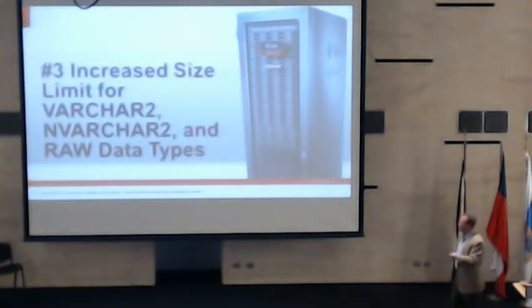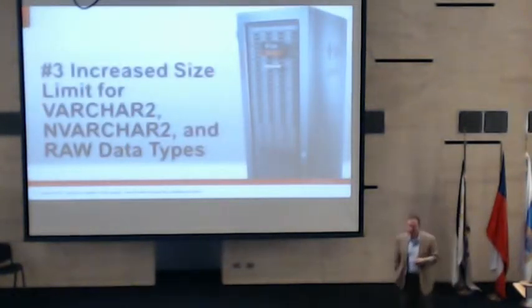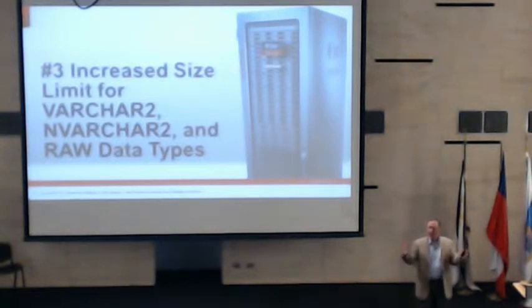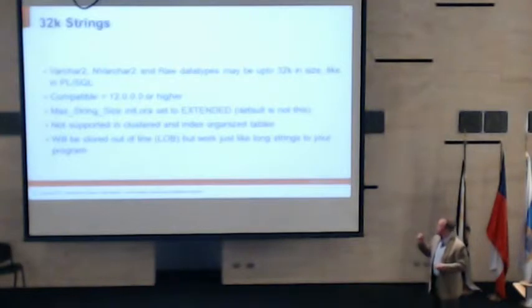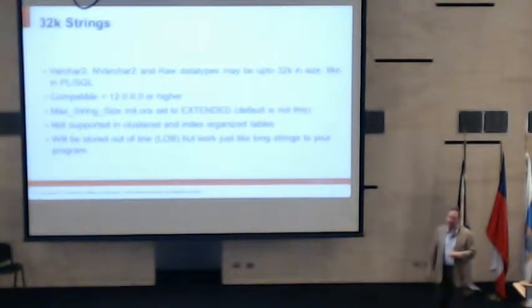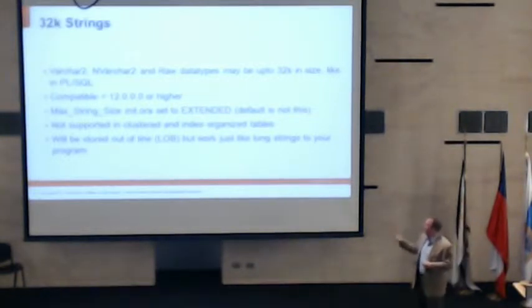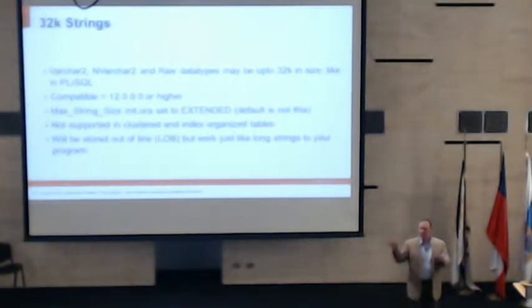Number 3, some increased size limits for varchars and raws. It was way back in version 7.3 to 8.0 was the last time we increased the size of a varchar. In version 12, these can now go to 32K in size. You do have to enable this. It's not enabled by default, so the DBA would have to set an init.ora parameter, and they would also have to run a small upgrade script while the database is open in exclusive mode to upgrade the data dictionary.